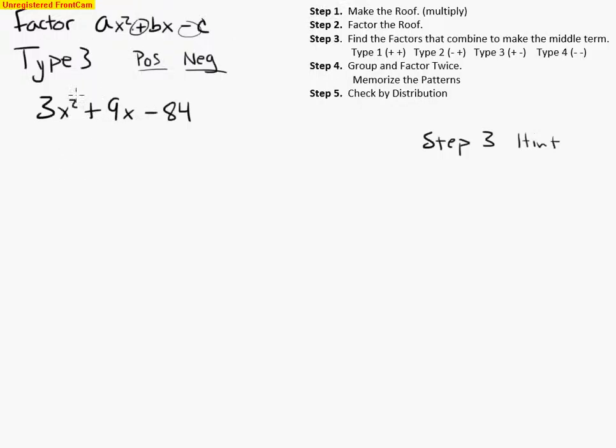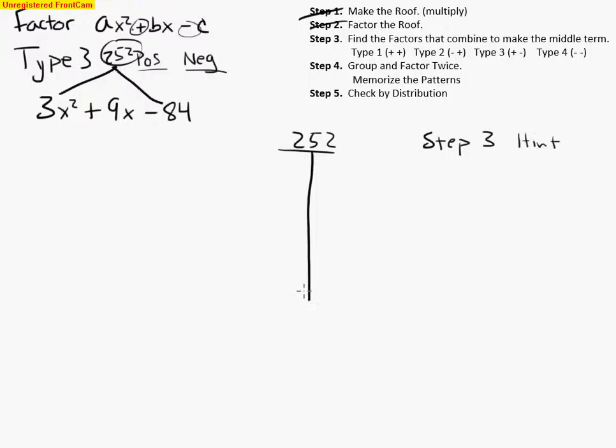First step says make that route. So I go ahead, I do 3 times 84. 3 times 84 gives me 252. So step 1 is done. Step 2, factor the route. So over here I do 252.